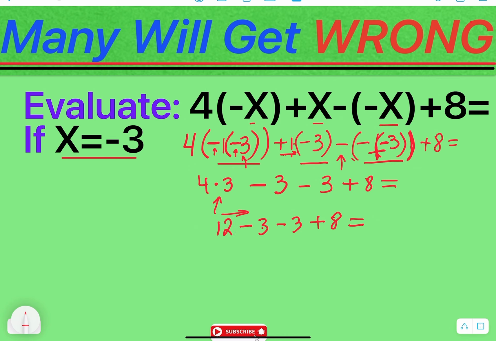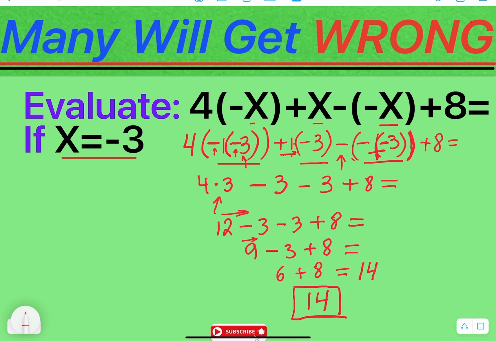12 minus 3 equals 9. Minus 3 plus 8 equals, now again from left to right, 9 minus 3 is 6, plus 8 equals 14. So the solution is 14.